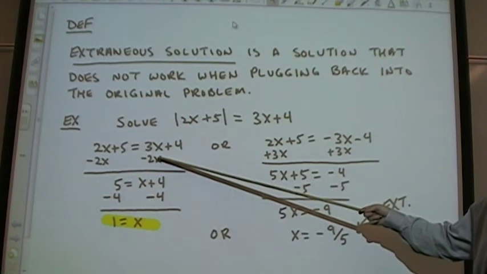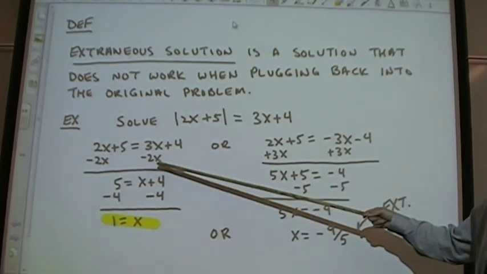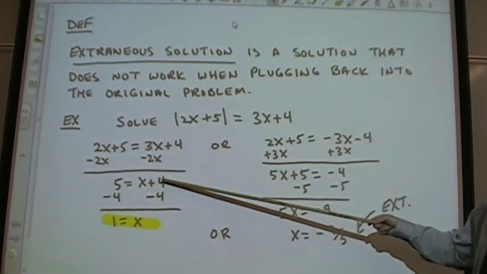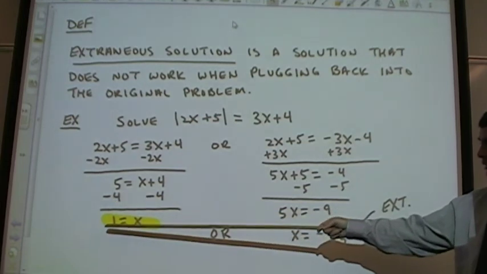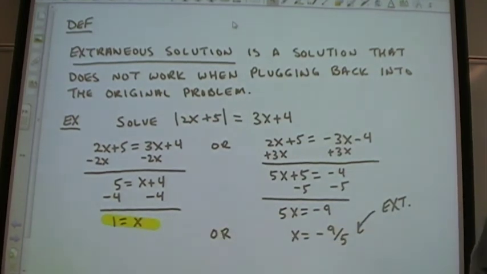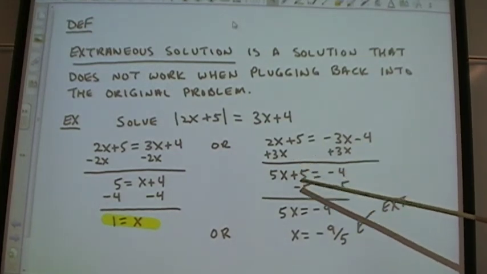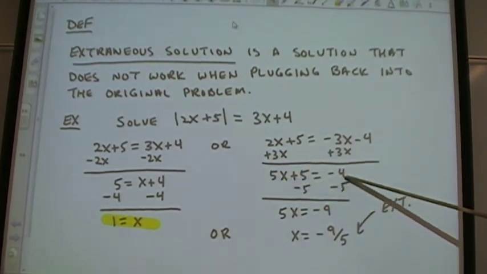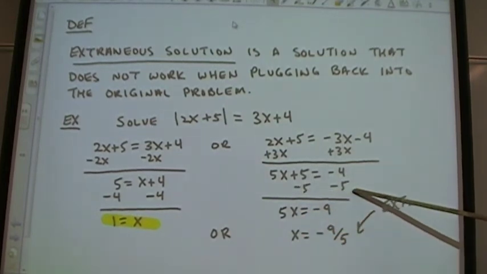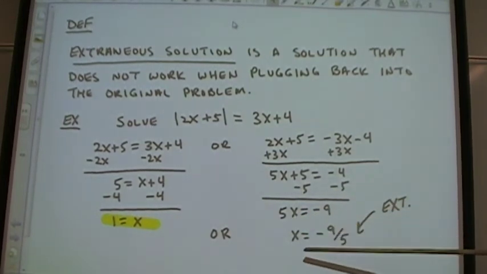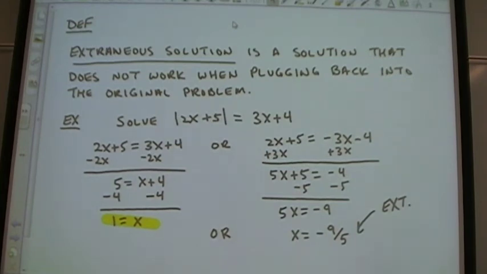All right, so we have to solve here. Subtract 2x, you end up with 5 equals x plus 4. Subtract 4, you end up with 1 equals x as your first possible answer. Over here, add 3x, you end up with 5x plus 5 equals negative 4. Subtract 5, 5x equals negative 9. x could be negative 9/5.